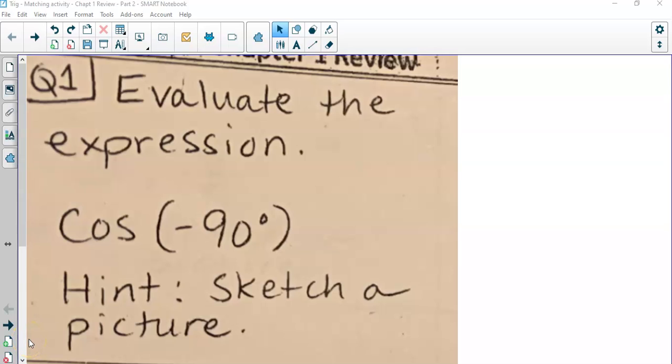This is a complete walkthrough of the matching activity. Question 1. Evaluate the expression cosine of negative 90 degrees. Hint, sketch a picture.